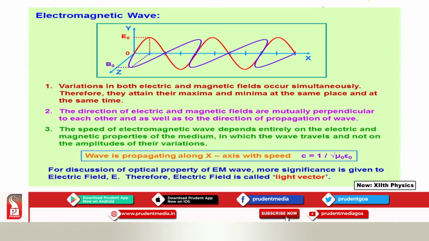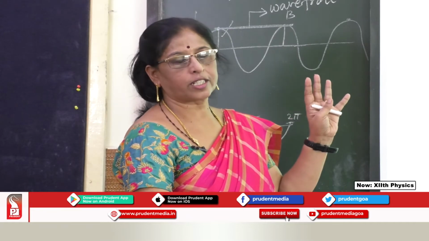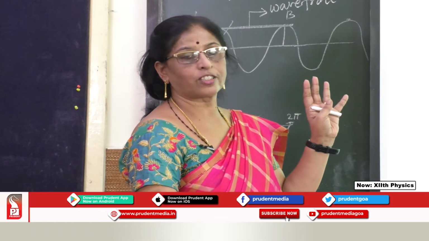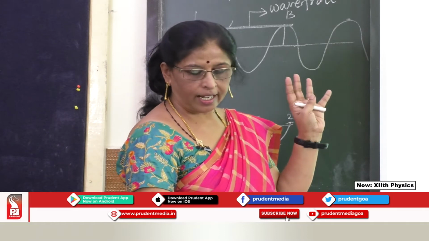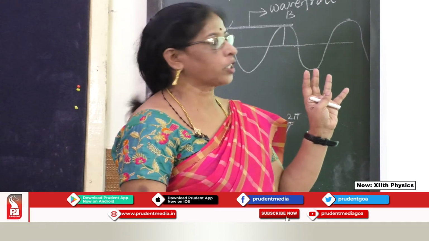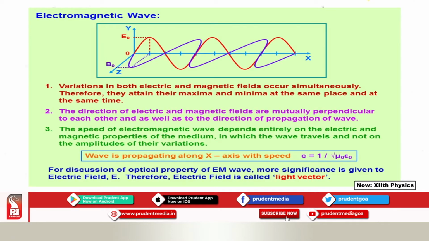When they are perpendicular, there is a velocity selector, where they are perpendicular and the force due to both will be equal. The speed of an electromagnetic wave depends entirely on the electric and magnetic properties of the medium. It depends mainly upon the medium. How the medium is, then only they will progress in the medium. The main factor is the medium. We have studied this already in the previous chapter. So light is a vector.